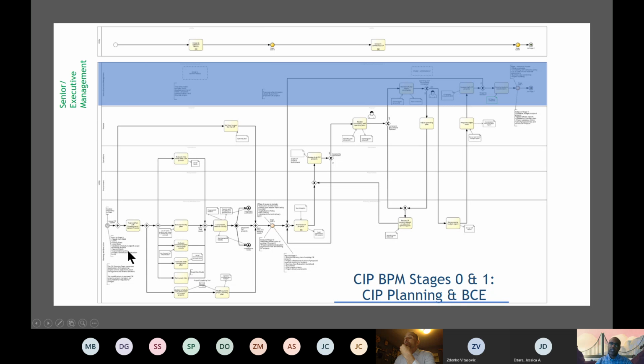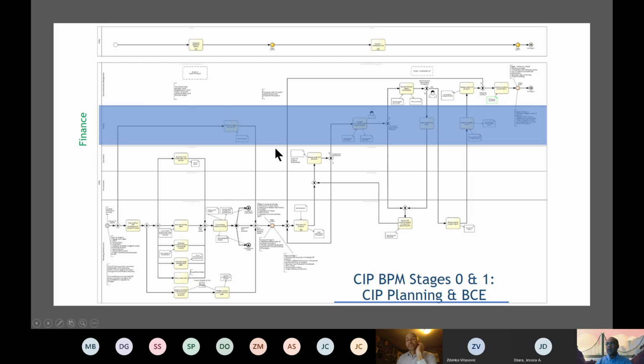So as I said, this business process has 5 swim lanes. The first one is senior or executive management, which is in charge of basically approving the various decisions. Whenever there is a decision that has to be made, the process takes us to this swim lane, and this swim lane approves. This is the higher level approval. There are minor approvals here and there that can be done by various units, but the main approvals are done by this one. So the next swim lane is finance.